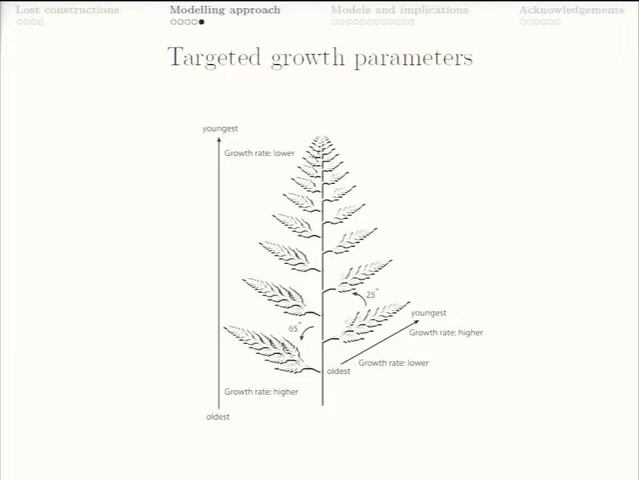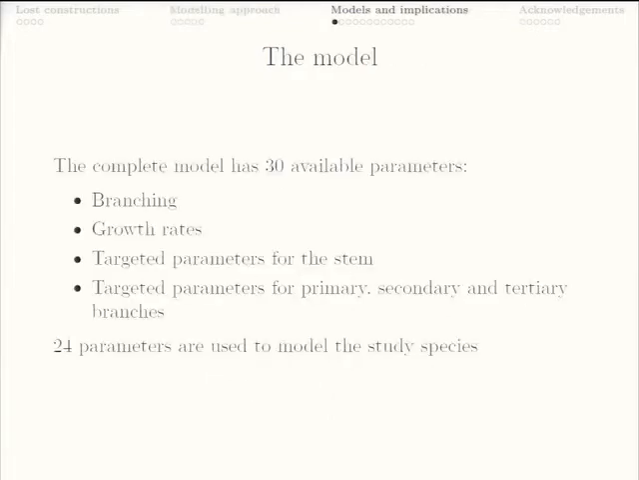Importantly, we can also have targeted growth parameters. This means that we can vary growth or branching for segments that have a different age or a different branching order. So for example, we can change the growth rate in the main stem relative to the primary branches. Or we can have the primary branches leaving the stem at a slightly different angle from the secondary branches on the primary axis.